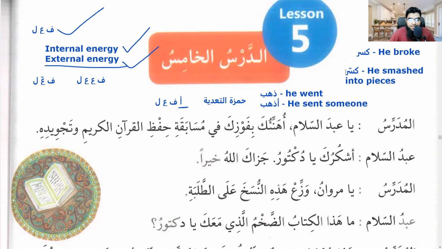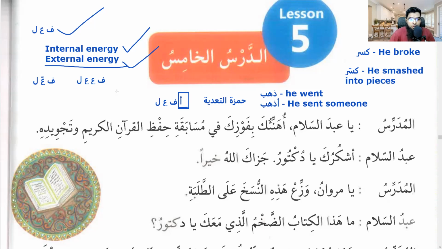So this is form 2, kasara, yukassiru. This Hamza ta'diya is the last one. One is internal energy, and that is form 2. And this is form 4, af'ala. You go to this Hamza guy, and he has superpowers. He'll make the intransitive verb transitive.